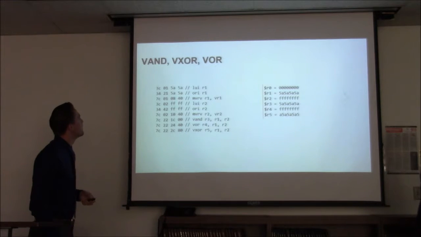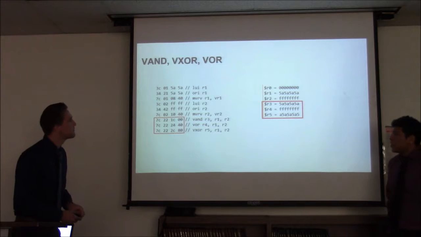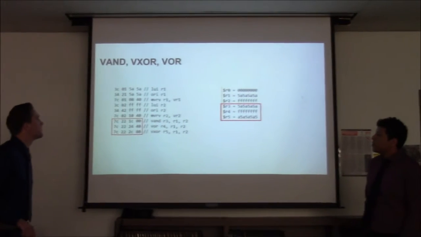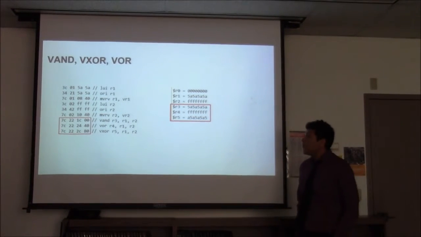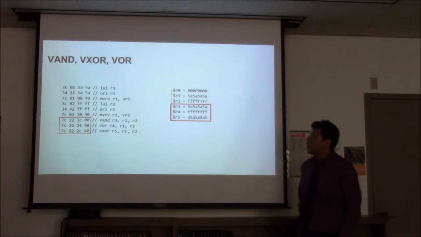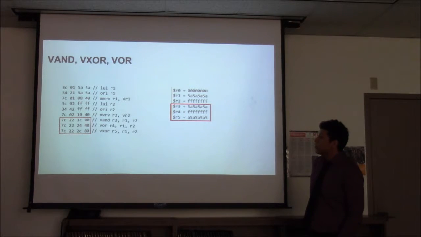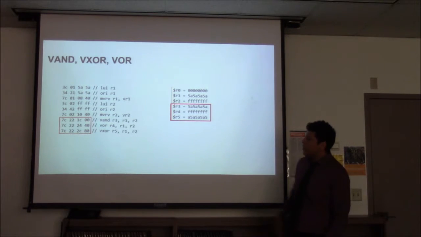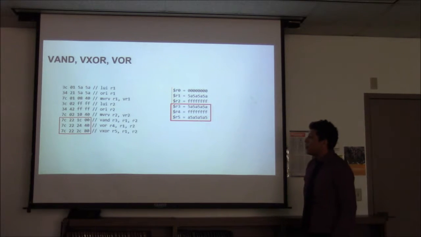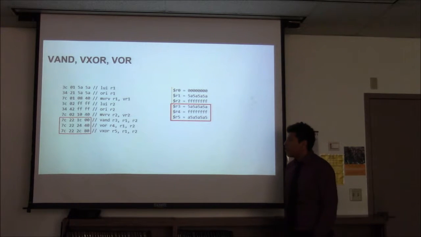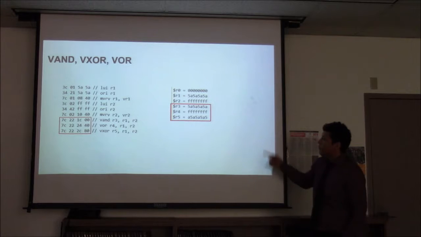Right. It's just a little test that we did. We first did LUI and ORI to load it into the register file, the regular register file, and then we did MVRV to load it into the vector file. And right there, that's where we did the VAND, VOR, VXOR. We ORed registers 1 and 2 together, and we stored them into R3, R4, and R5 respectively.